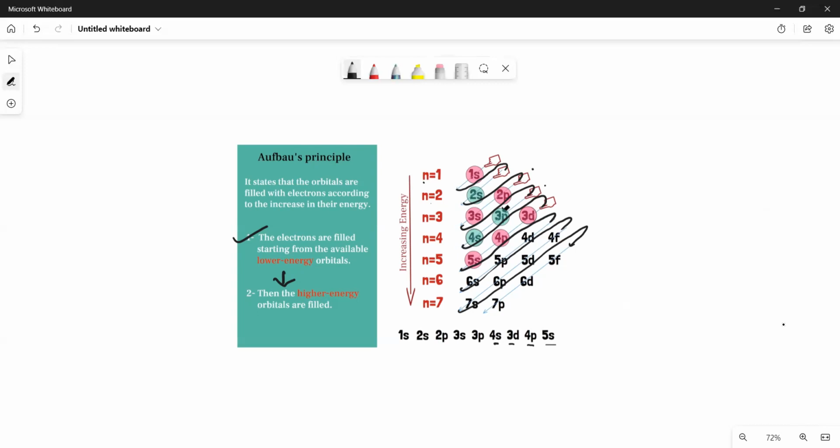Actually, there is not much difference in their properties. They have almost similar types of properties. So they have been put in a special category: these are lanthanides, these are actinides.